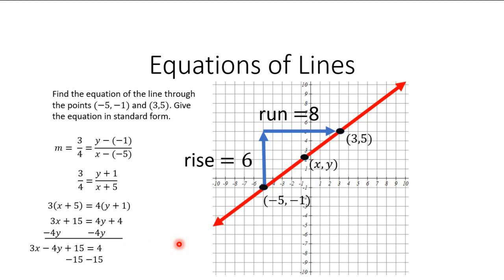Then I subtract 15 from both sides. And finally, I get the equation 3x minus 4y is equal to negative 11, which is the standard form of this linear equation in two variables.